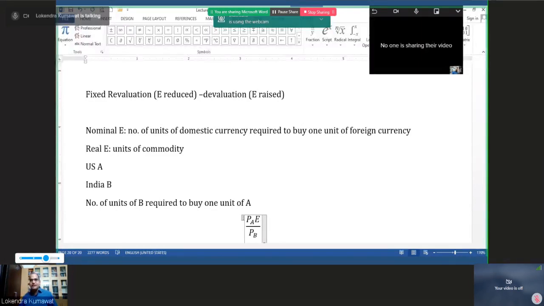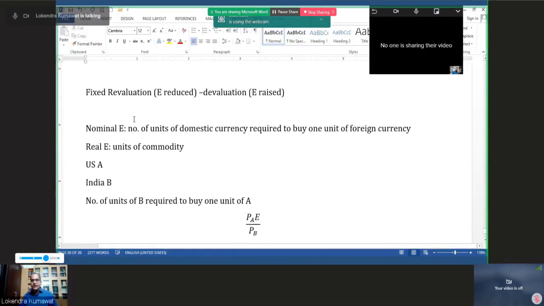So this is the idea of the real exchange rate. It is simply the nominal exchange rate multiplied by the price of the foreign commodity divided by the price of the domestic commodity. I have talked in terms of one commodity, but in general countries produce more than one commodity. In this case, we talk about price level. So instead of A and B, let me now talk about the foreign country and the domestic country: foreign price level, domestic price level. This is called the real exchange rate.